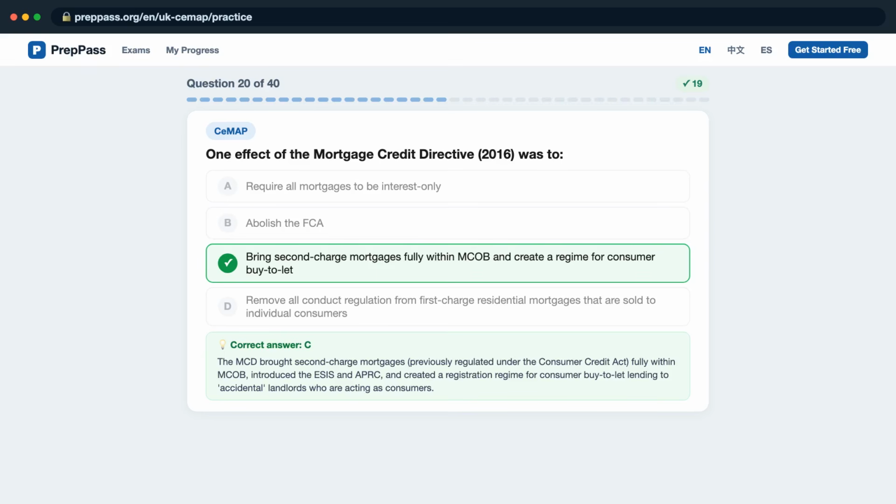The correct answer is C. The MCD brought second-charge mortgages, previously regulated under the Consumer Credit Act, fully within MCOB, introduced the ESIS and APRC, and created a registration regime for consumer buy-to-let lending to accidental landlords who are acting as consumers.